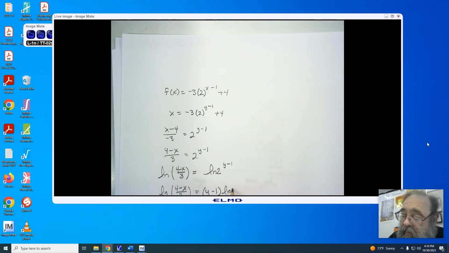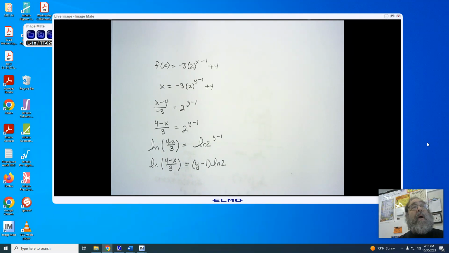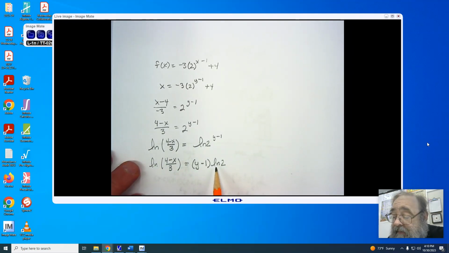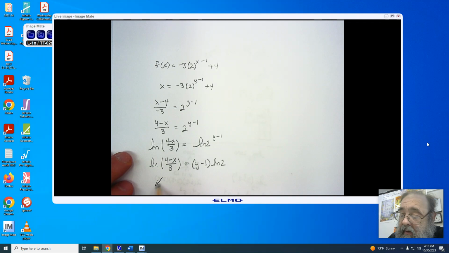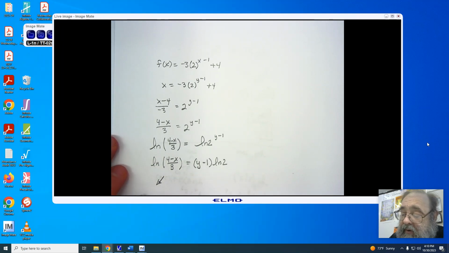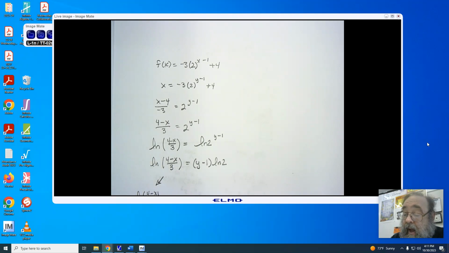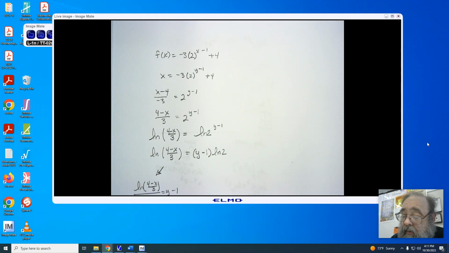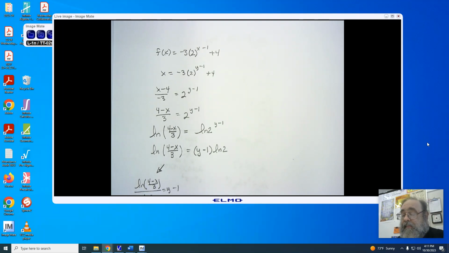It's at this point that we start to look at what our options are. For example, I have the choice of dividing by the natural log of 2, giving me the natural log of (4 minus x) divided by 3, all over the natural log of 2, equals y minus 1. I can therefore have y equal to the natural log of (4 minus x) divided by 3 over the natural log of 2, plus 1.